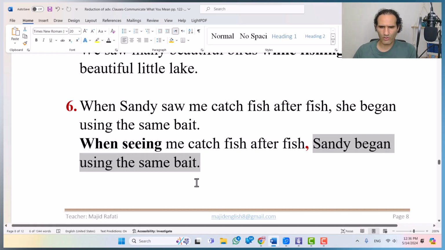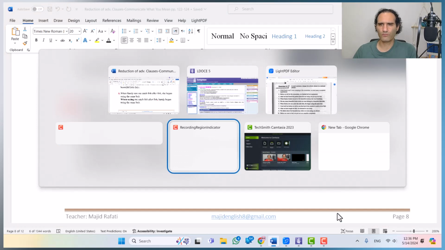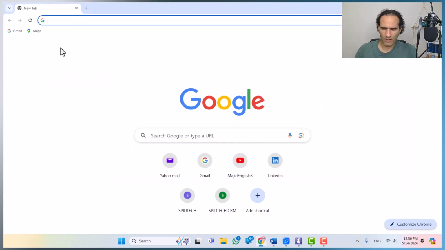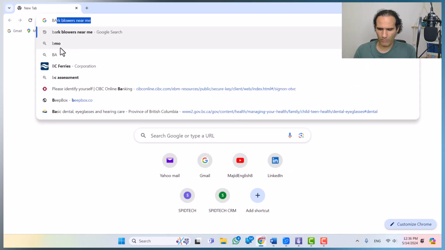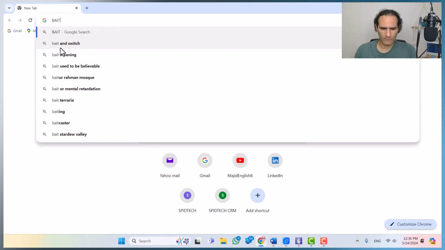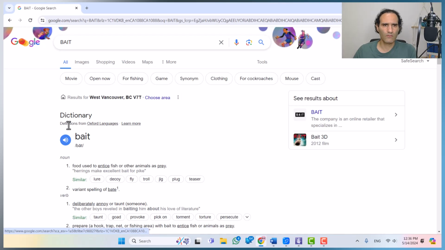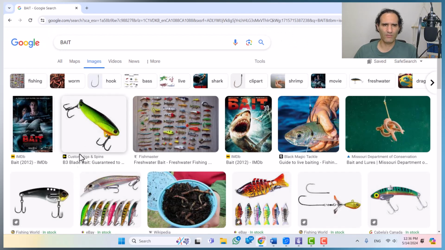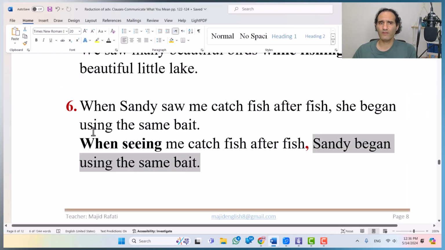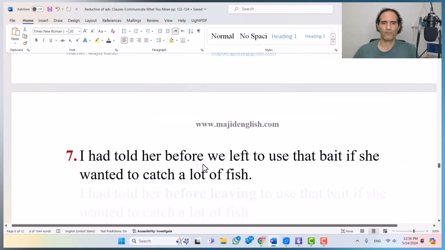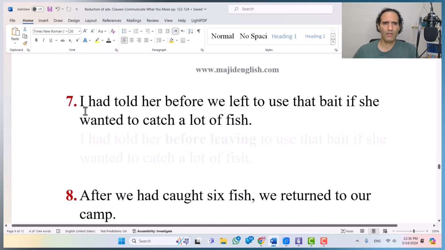What is a bait in swimming? So, Google image. Bait: food used to entice fish or other animals as prey for them. So this is bait. You put a bait on your hook and then the fish comes for it. So Sandy thought that it was because of the same bait that she was catching lots of fish.